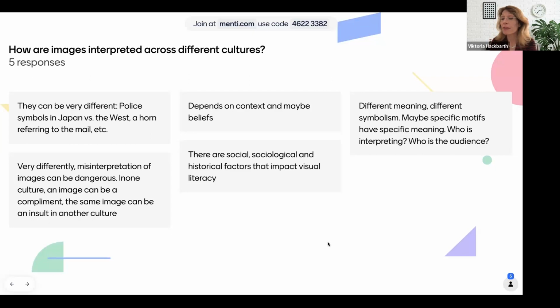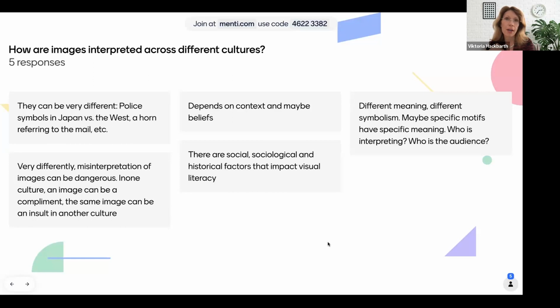Very good, like background information, what people draw on from their background knowledge. We have misinterpretation of images can be dangerous, right? In one culture, an image can be a compliment. The same image can be an insult in another culture. So yes, be careful with interpreting images. There are social, sociological, and historical factors that impact visual literacy. Oh yes, great responses. Different meaning, different symbolism. Yes, symbolism, definitely, as we connect symbols to culture and our beliefs. Maybe specific motives have specific meanings. Who is interpreting? Who is the audience?